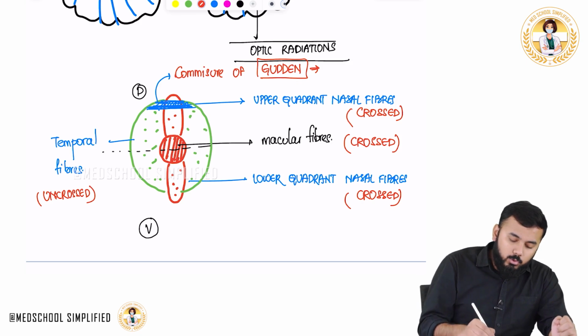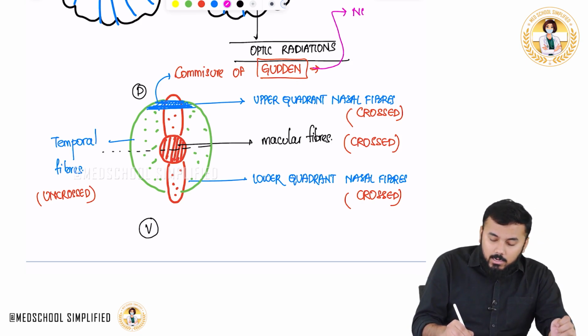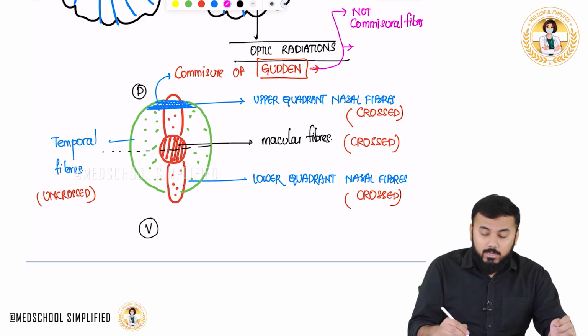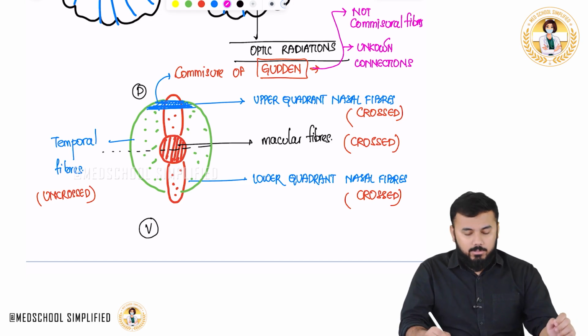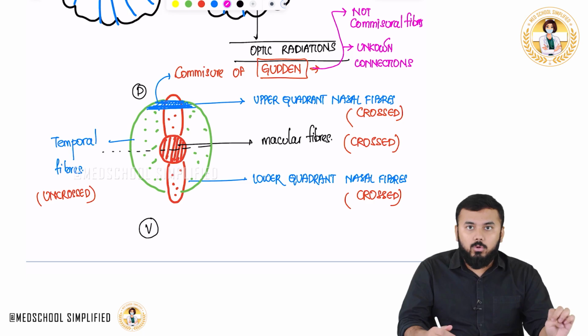Okay. So two things you have to write about these fibers: one is, these are not commissural fibers. And second important thing is that they have got unknown connections. Clear? So these are not commissural fibers and they have got what? They have got unknown connections.